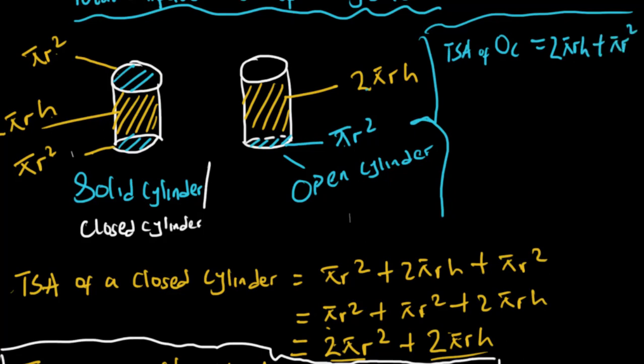Does this make sense? Now we can also factorize what's common to both terms. We have pi r, so we'll have pi r into brackets. What remains here? 2h, plus what remains here? r. So this is the formula for the total surface area of an open cylinder: pi r into bracket 2h plus r. Does that make sense? Let's take some examples.